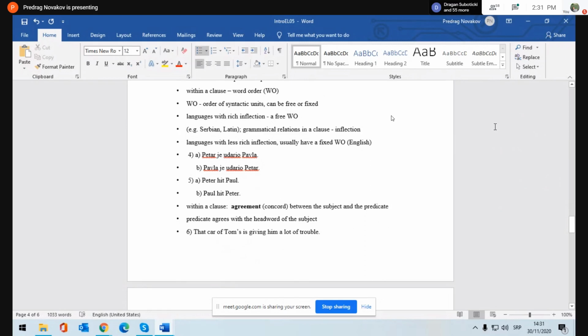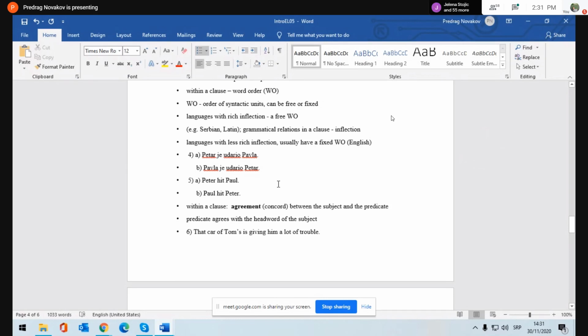For example, cases. If it is the nominative case, you know that it is the subject. If it is the accusative case, you know that it is the object. So you can move the subject to a different position. It does not have to be first. This is why it influences word order. If you mark grammatical relations in a clause by inflection, you don't need a fixed word order. The word order can be free. But languages with less rich inflection usually have a fixed word order, like English.